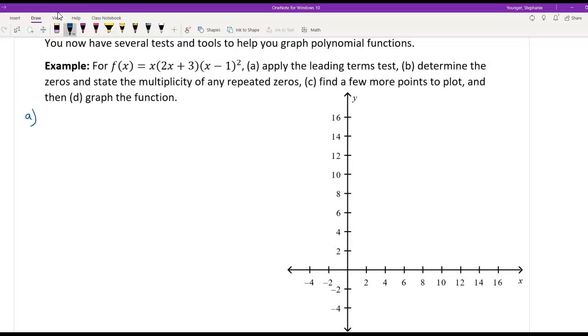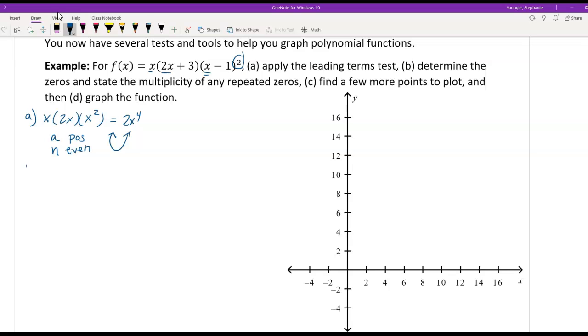I'm going to take each piece, each leading coefficient of each piece. So x times 2x times x squared. That gets me 2x to the 4th, which means my A is positive, my N is even. So we know it's going to be that smiley graph.